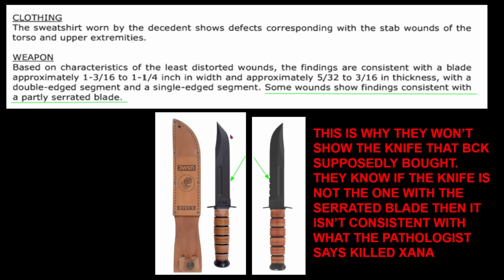But even if you tried to make the argument that it was a K-bar, there's a specific kind of K-bar that comes with serrated edges on the bottom of the knife right here. And most of them come with a straight blade. I think this is the reason why, if Brian Kohberger or somebody in his family even ordered this knife, they don't want to show it to us, because I bet you it's this model that doesn't have the serrations versus this model with the serrations, which would totally contradict the findings of their own pathologist.